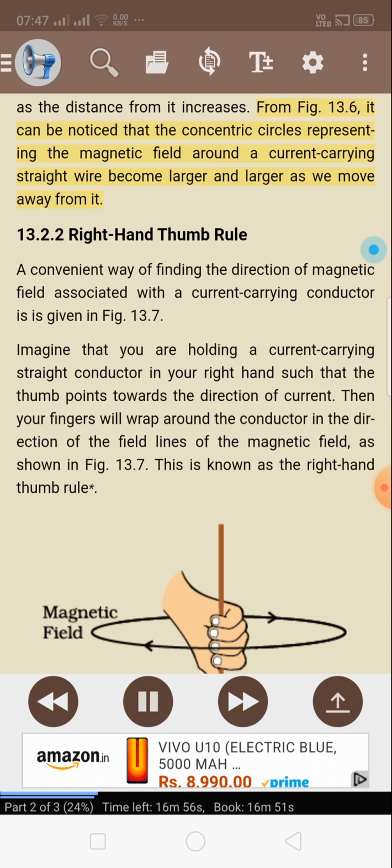From figure 13.6, it can be noticed that the concentric circles representing the magnetic field around a current carrying straight wire become larger and larger as we move away from it. 13.2.2 Right-hand thumb rule. A convenient way of finding the direction of magnetic field associated with a current carrying conductor is given in figure 13.7.